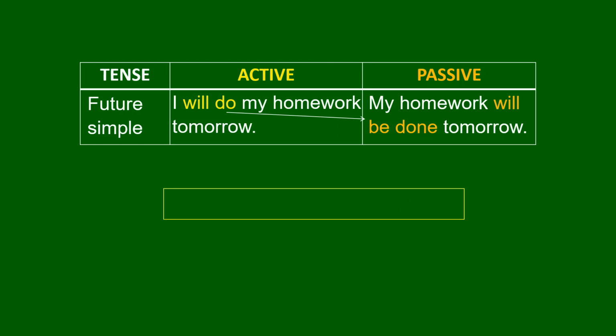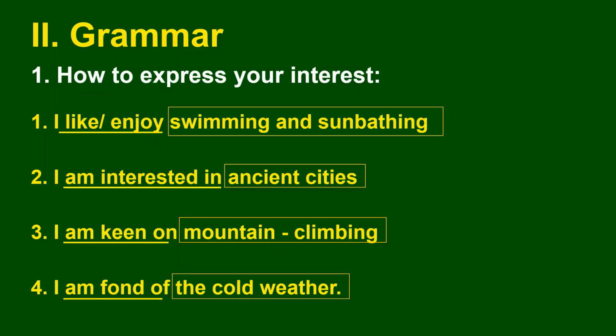And here is the structure of the future simple tense in the passive form: subject and will and be and verb past participle by someone. We have already learned the new words in Getting Started, Read, and Language Focus, and now we move to grammar.